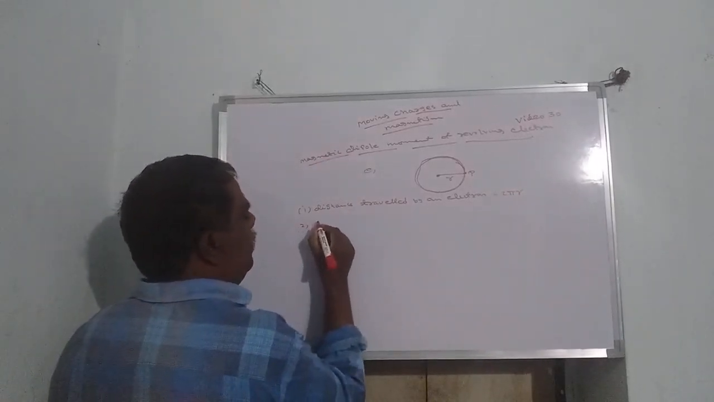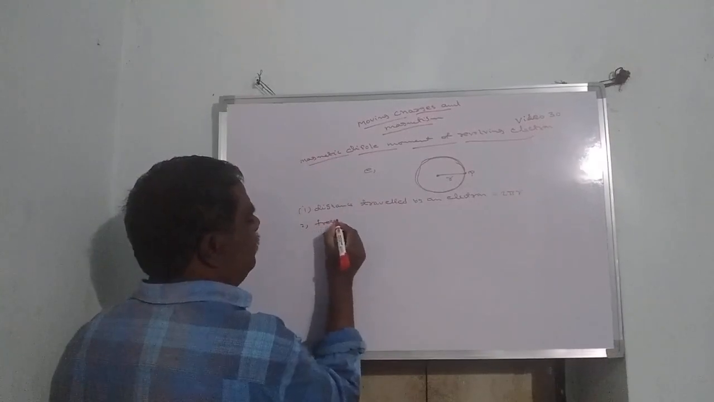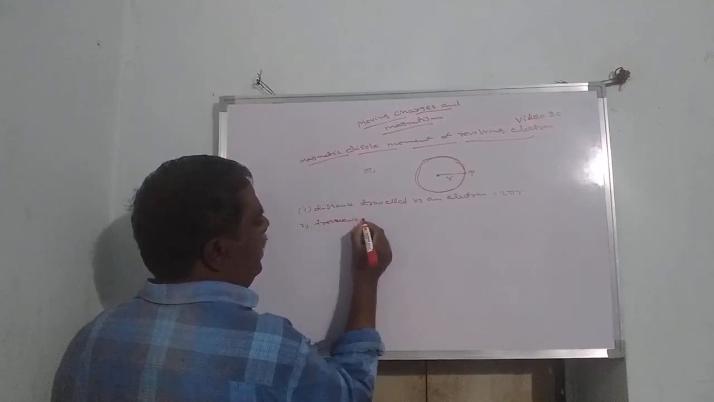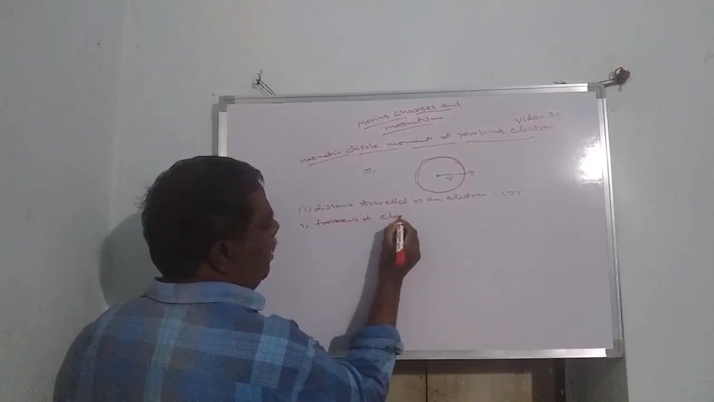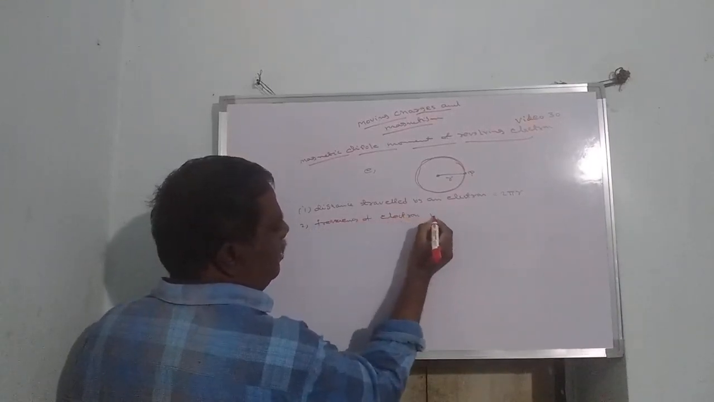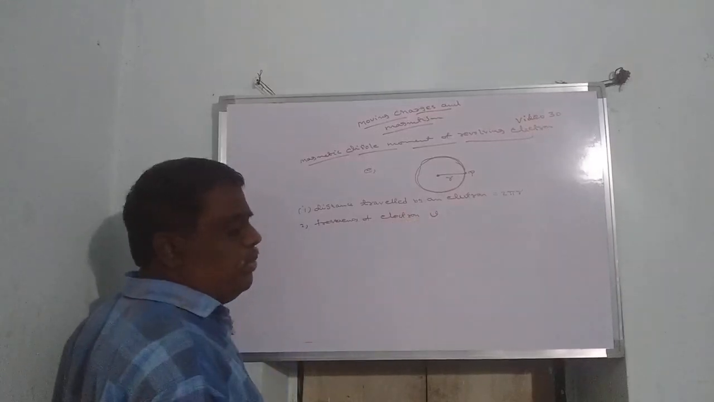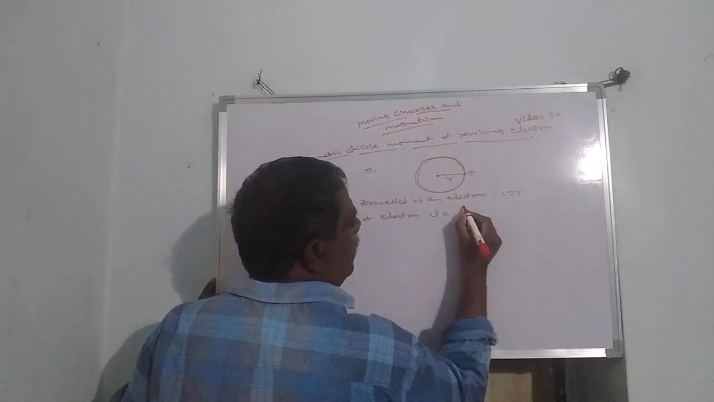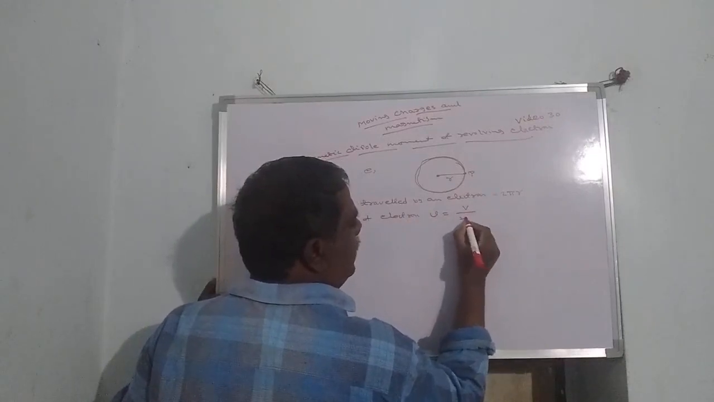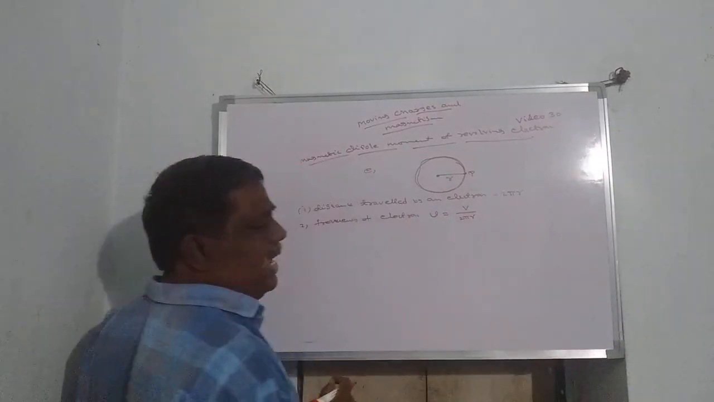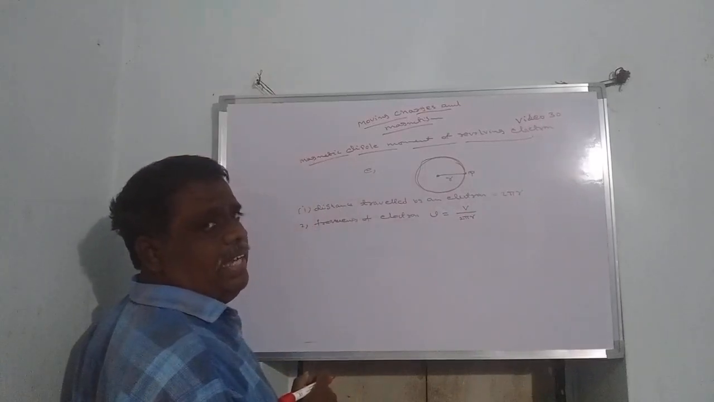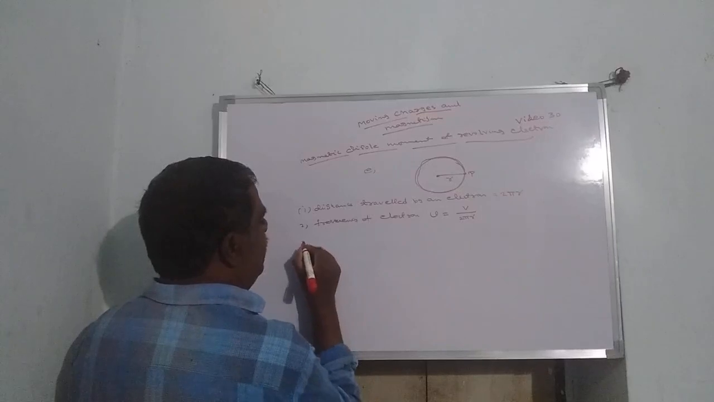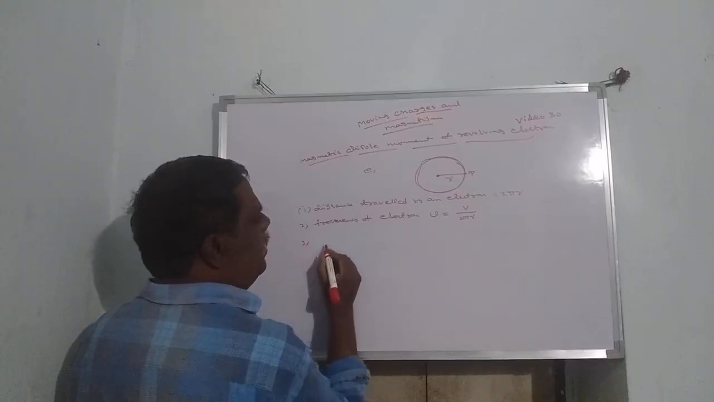Okay, next frequency. Frequency of electron. Frequency should be denoted with mu. Frequency mu is equal to velocity by distance, v by 2 pi r, where v is the velocity of the electron, r is the radius of the circle.